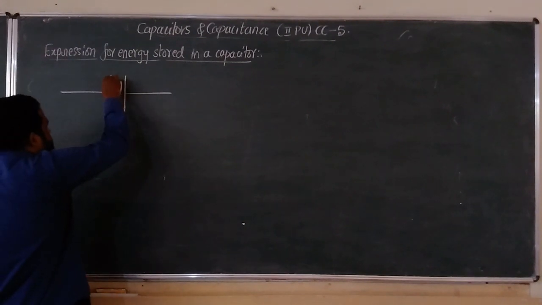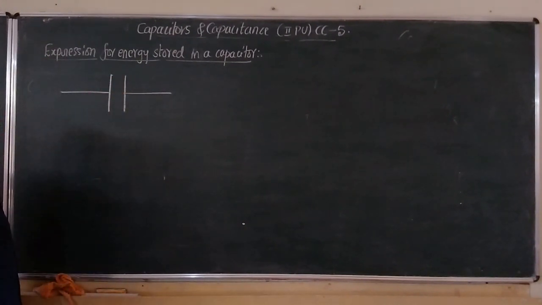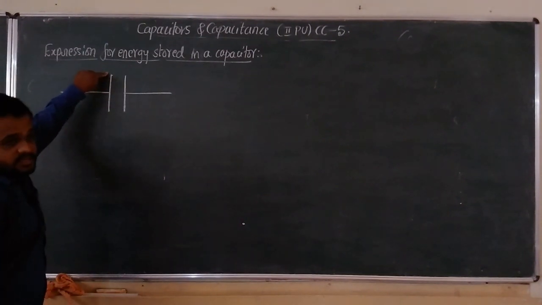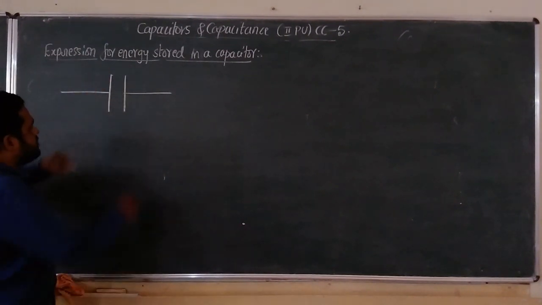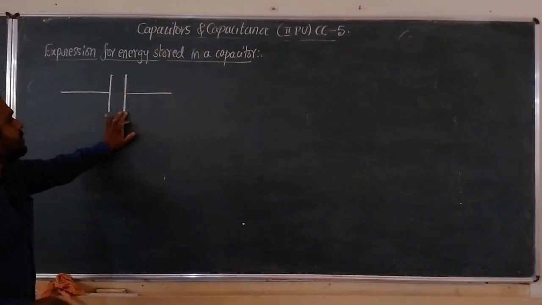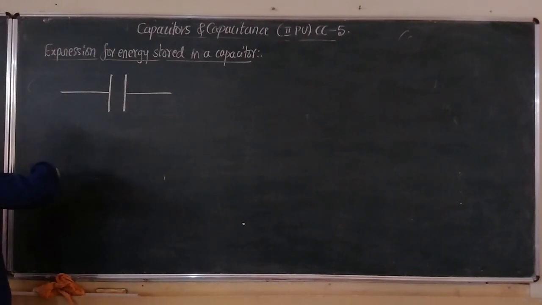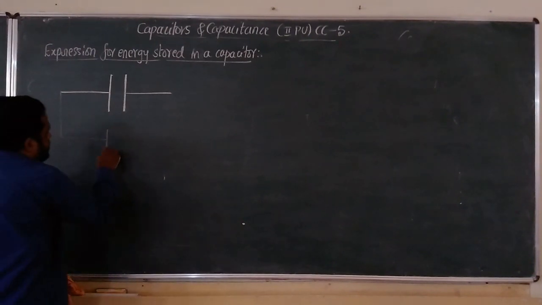When the capacitor is uncharged, the amount of charge in this plate of the capacitor will be 0. At the same time, the amount of charge in this plate will be 0. Totally, both the plates will be electrically neutral. Now if you want to charge this capacitor, it must be connected to some external power supply or battery.